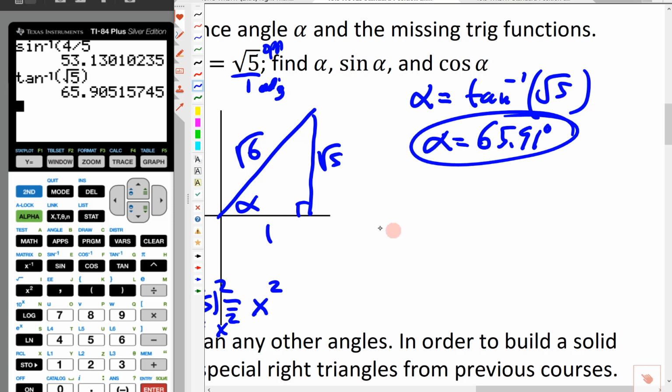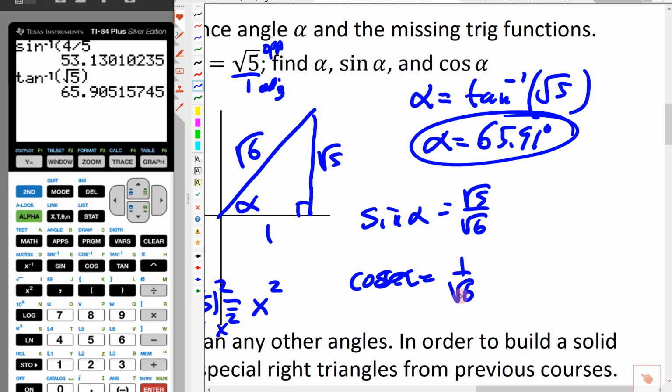Now all we have to do is we just write down the sine of alpha, and we write down the cosine of alpha. Let me make sure I can do this without writing down any mistakes. Opposite, radical 5 over radical 6. Adjacent, 1 over radical 6. Am I doing okay? Yeah. Rationalize. Radical 30 over 6. That doesn't look very good, but that's the right way to write the answer.